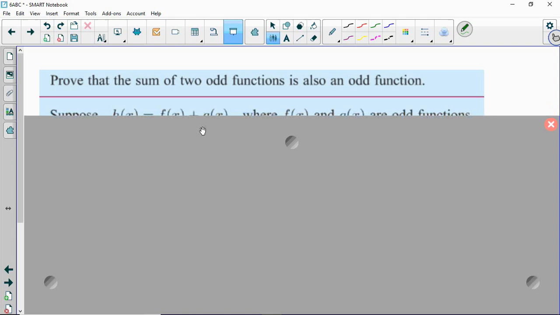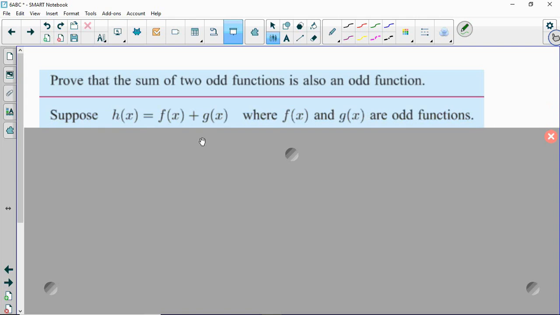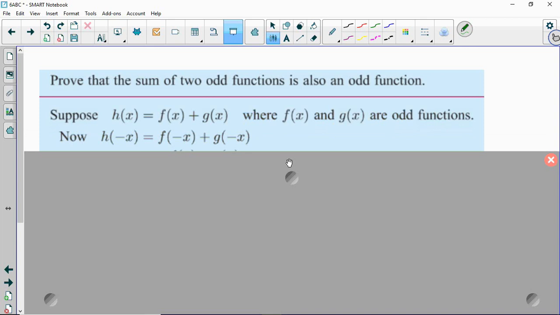So what we're going to do is we're going to start off by assuming that our new function h is equal to f plus g. No problem there. And we're going to say that f and g happen to be odd. Now we're going to use the definition of an odd function, which is going to require putting in negative x and then finding that our result happens to be the negative of the original. Now, so far what we've done is we're just putting in negative x for x here, which means it's going to go into both of those as well.